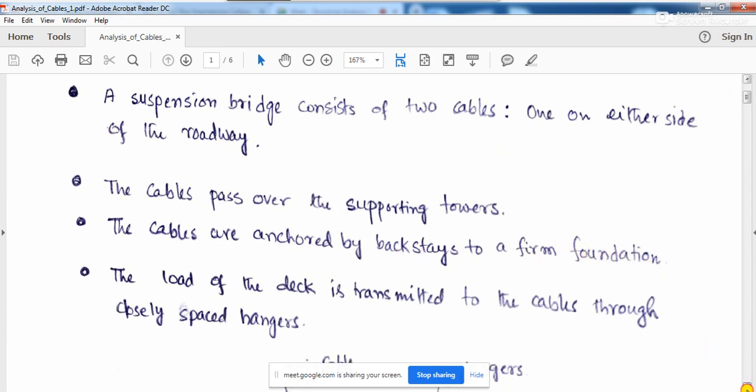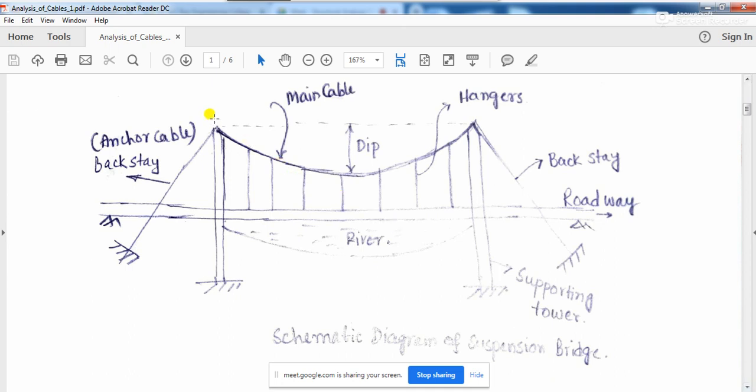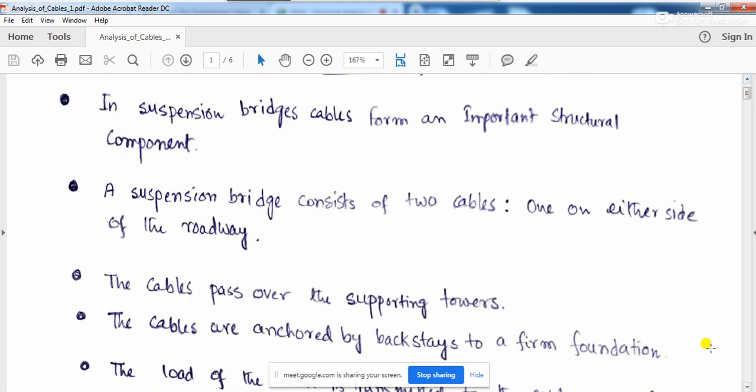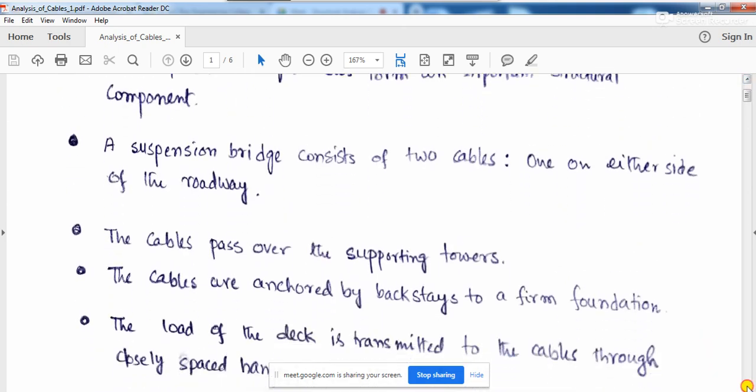So basically you see, whatever is your main cable, if you observe, this main cable is passing over the towers, and then there is an anchor cable coming. So this is a continuous kind of cable. This cable is being anchored with a proper foundation, because ultimately this tension will be transferred through this anchorage to the foundation level. Okay, so this is the structural mechanics of the cable.